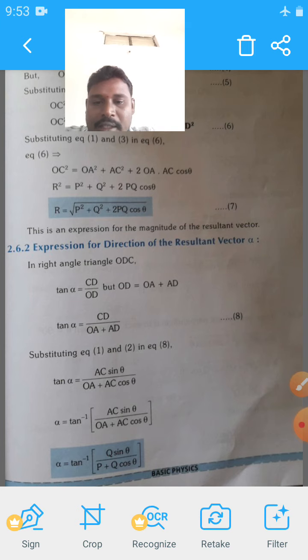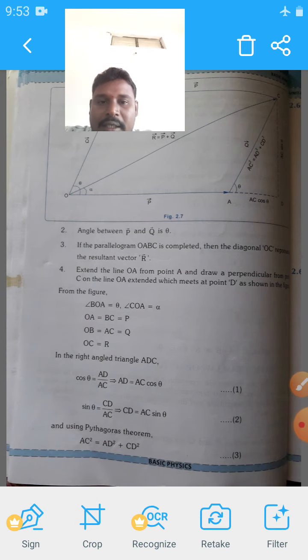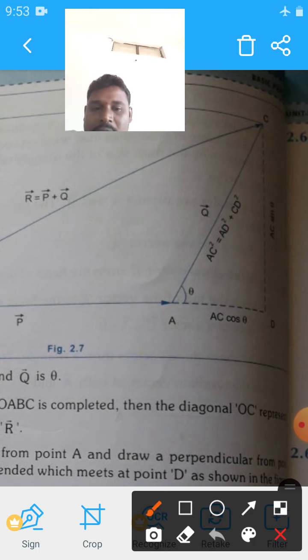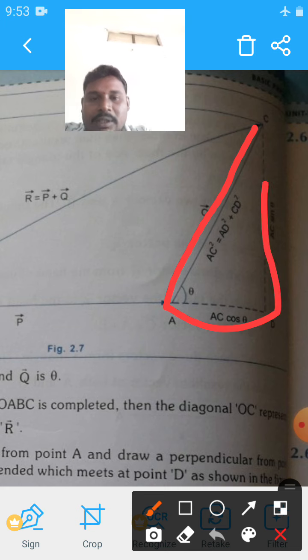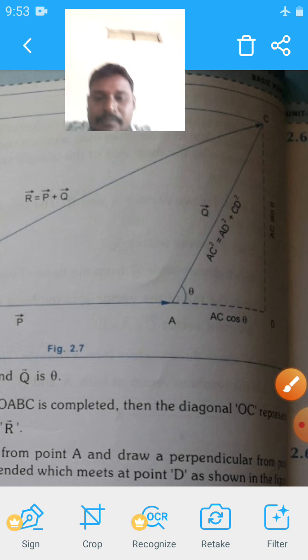How did this come? How CD and AD came is, see here in the right angle triangle ADC, from this triangle only, from only this small triangle we will get the answer of AD and CD.